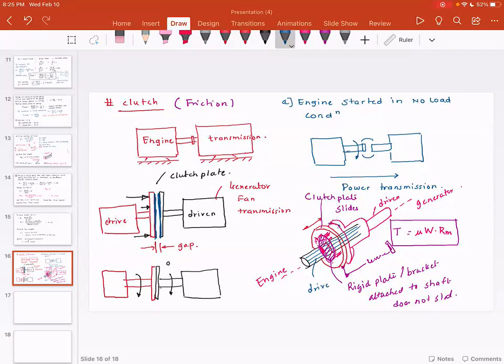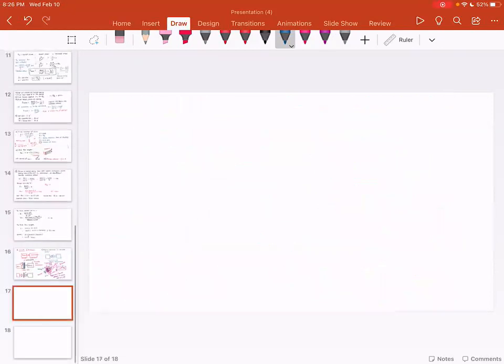So the main thing here is you also have springs over here. These are the springs for the clutch plate. The purpose of the springs for the clutch plate is to continuously apply the force, which is W, so that the power can be transmitted. So let's take an example where we are designing the springs for the clutch. So, next problem.